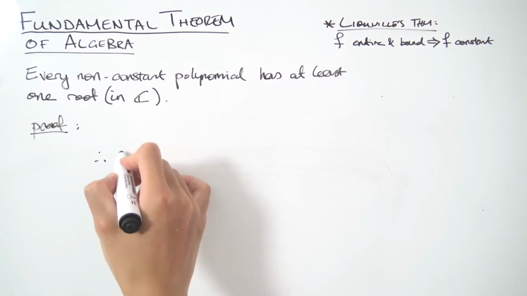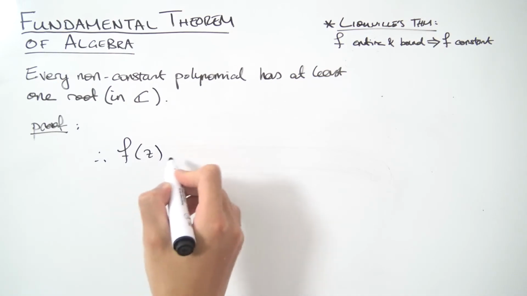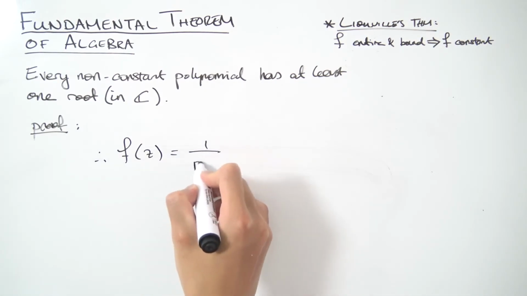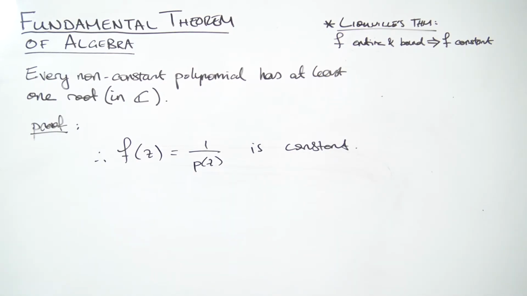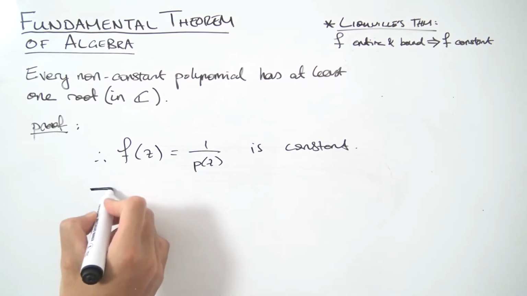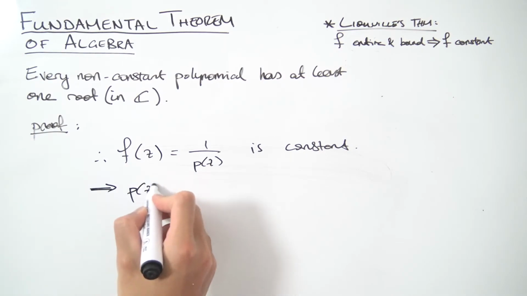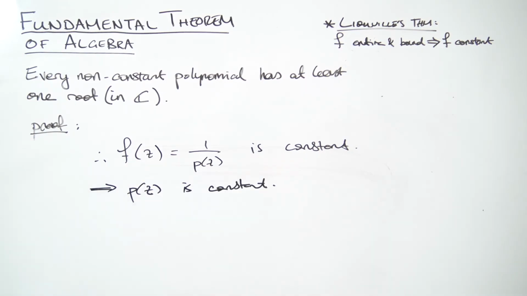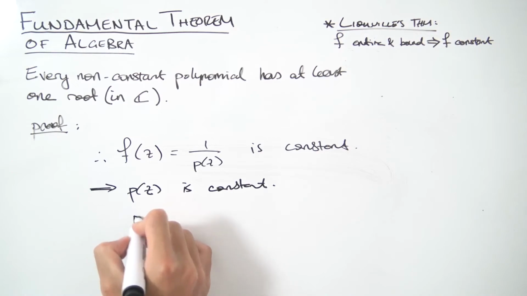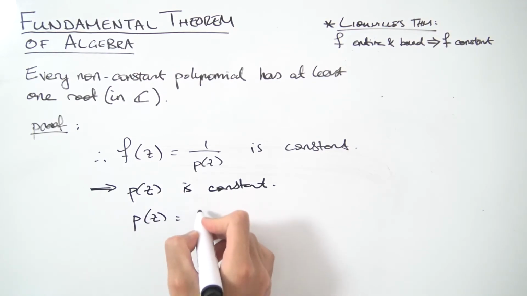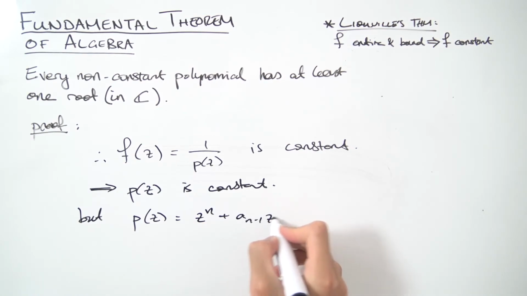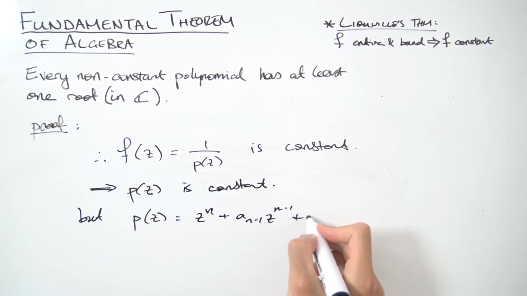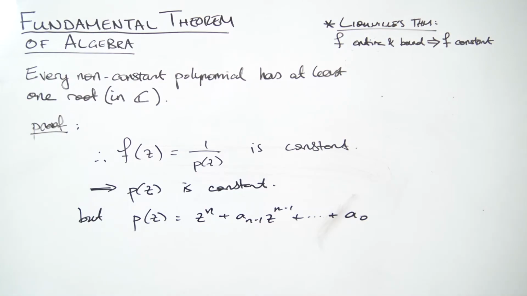So in the end, what do we find? We find that our function f of z, which is also 1 over p of z, is a constant by Liouville's theorem. But this is a bit of a problem because this implies that our polynomial p of z is constant. But this is a contradiction because we clearly defined that p of z to be equal to z to the n plus a n minus 1, z to the n minus 1 plus dot dot dot plus a 0, and clearly this is not constant.